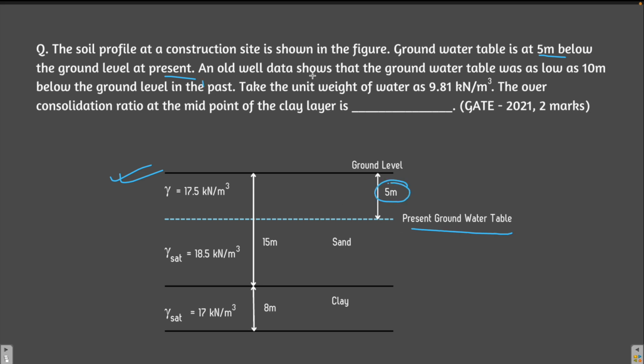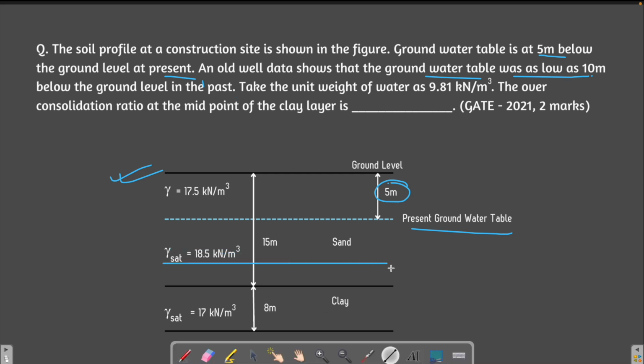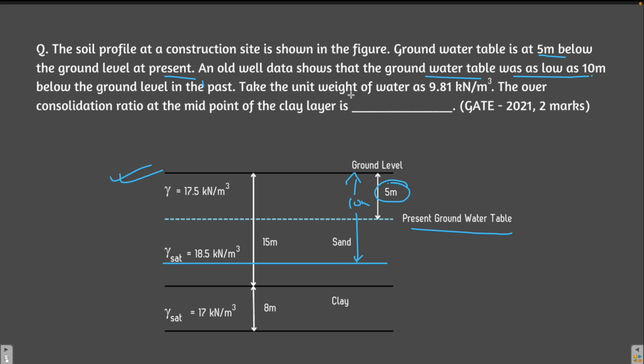And old well data shows that the groundwater table was as low as 10 meter below the ground level in the past. So what is the past ground level? The past groundwater table level was this one. This is the past groundwater table level at the distance of 10 meters from the top, right? This is past. Now, the question says that take the unit weight of water as 9.81 kilonewton per meter cube.